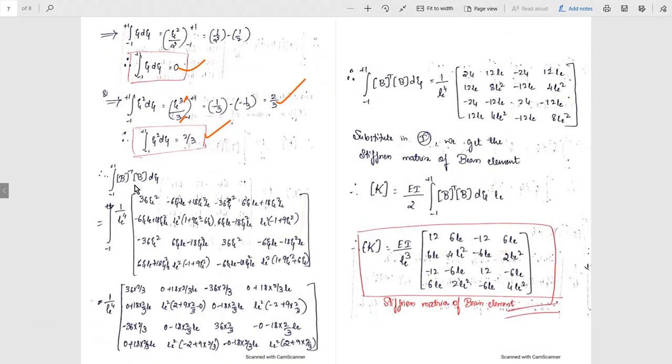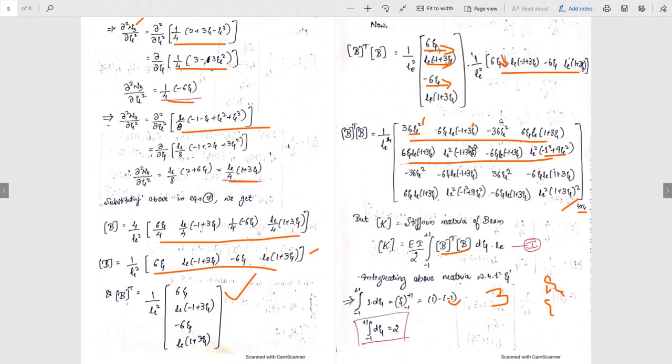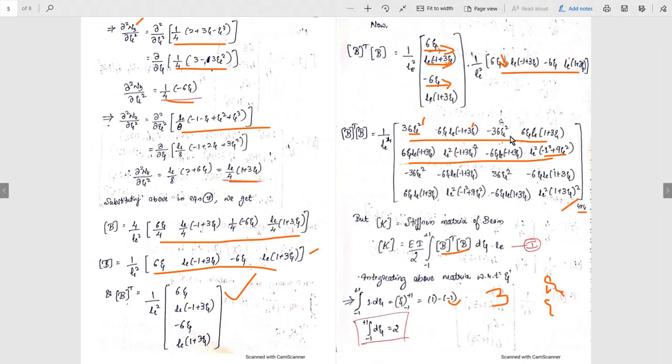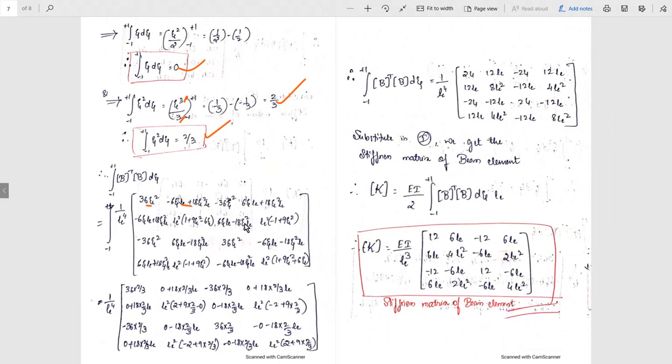Now for the integration of this whole expression, before integrating, I have just split the terms which are in brackets. I have factorized it, so I multiplied each of these terms inside. So this is the expression you will be getting: 36 xi square, minus 6 xi le, plus 18 xi square le. So go on multiplying this and write the terms.